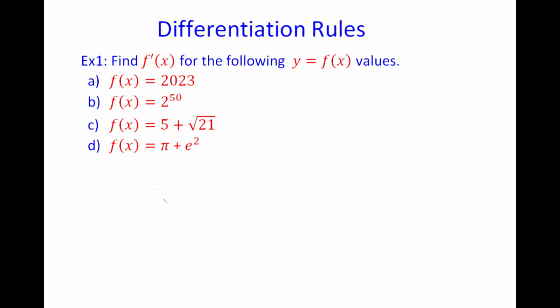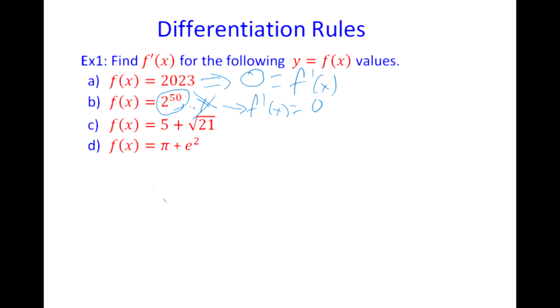Here, because 2023 is a constant value, the derivative of f of x is 0, of course. 0 is f prime. And for the second case, we have the same thing. 2 to the power of 50 is a constant value, because there is no x value on the right side. That means we only have a number, which means that f of x is a constant value, and in this case the derivative again becomes 0 for the B.